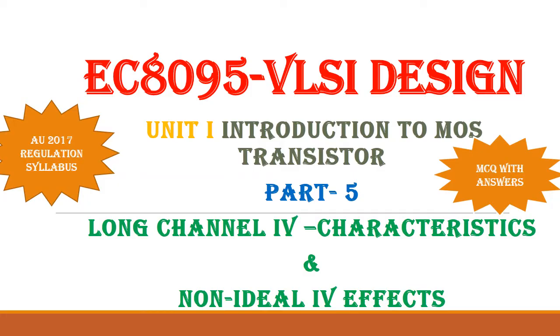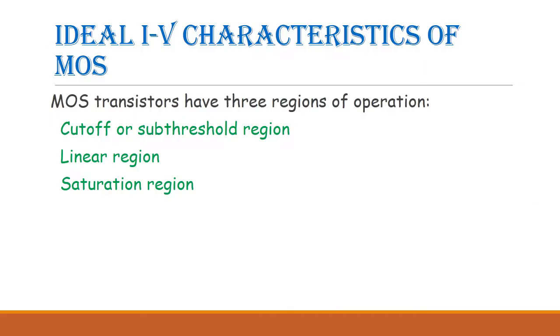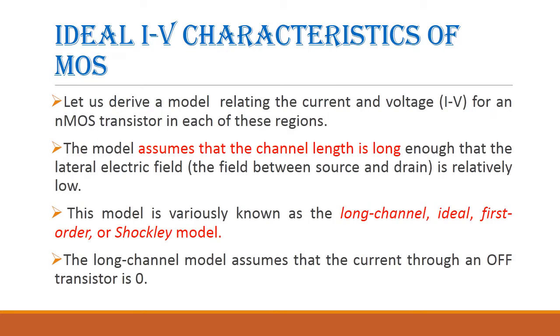In this video, we are going to see long channel IV characteristics and non-ideal IV effects from the subject VLSI design. So first let us see ideal IV characteristics. It is also called as long channel IV characteristics. Already we have seen there are three regions of operation. The first one is cutoff or subthreshold region, then linear region, and the third one is saturation region. In ideal IV characteristics, another name is long channel, ideal, first order or Shockley model. So these are called as ideal IV characteristics of MOS transistor.